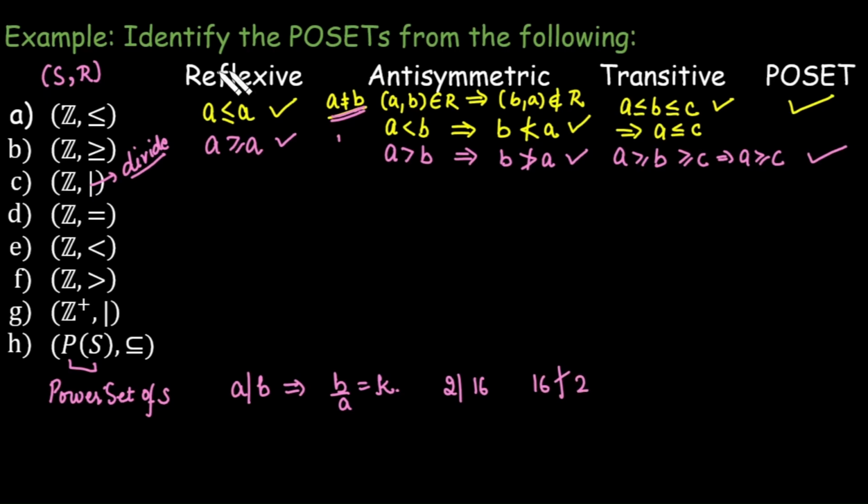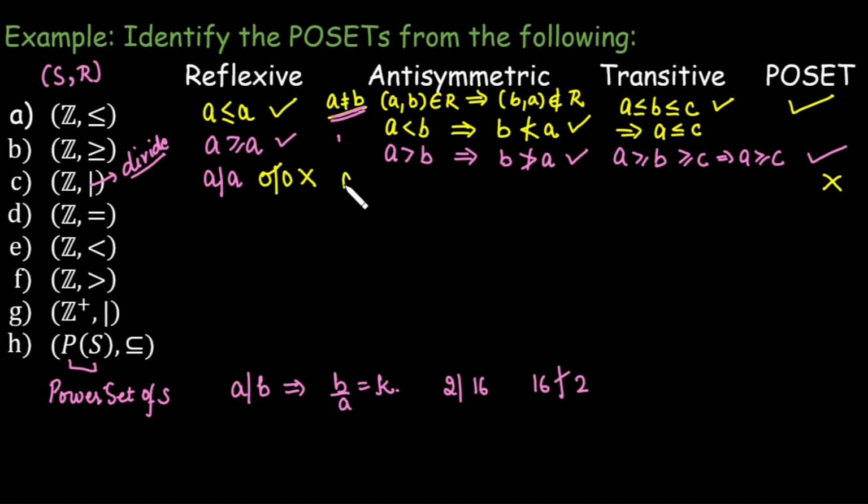So here we need to check whether this is reflexive on the set of integers, whether every element divides itself from this set of integers. No. Every element divides itself except 0. So 0 does not divide itself, due to which this is not reflexive and hence we can conclude it is not a POSET. Now before moving to the next case, let's check for the knowledge whether this is an antisymmetric relation or not.